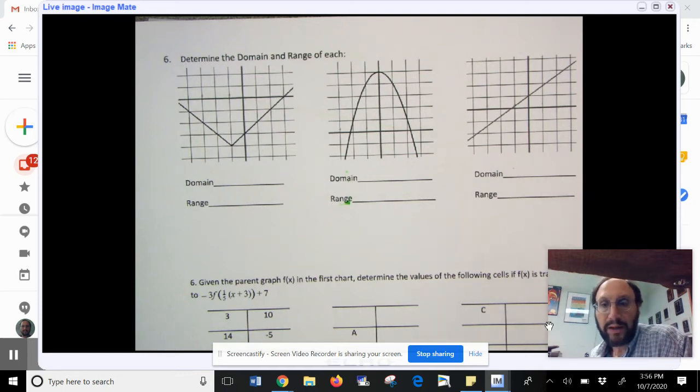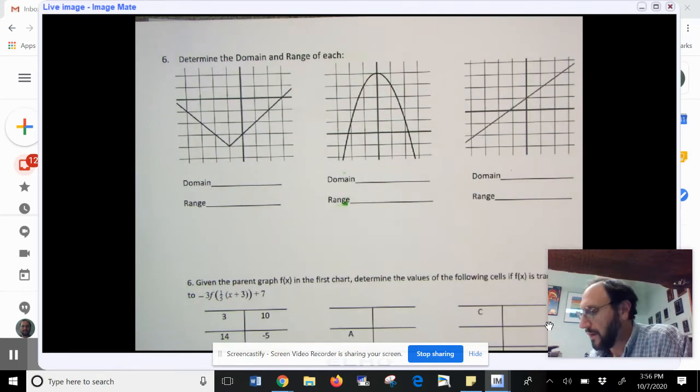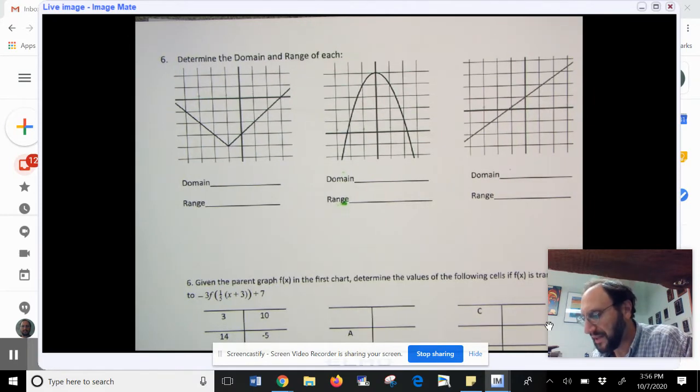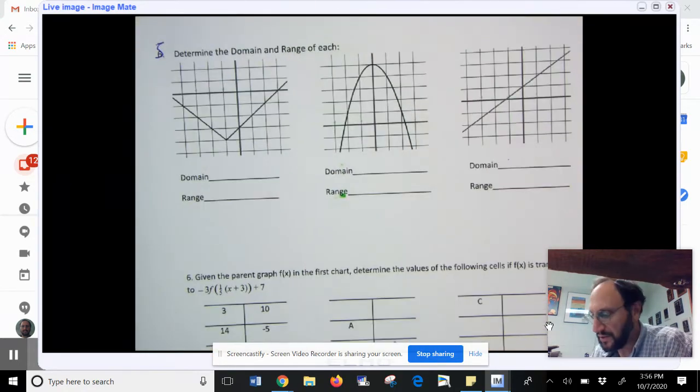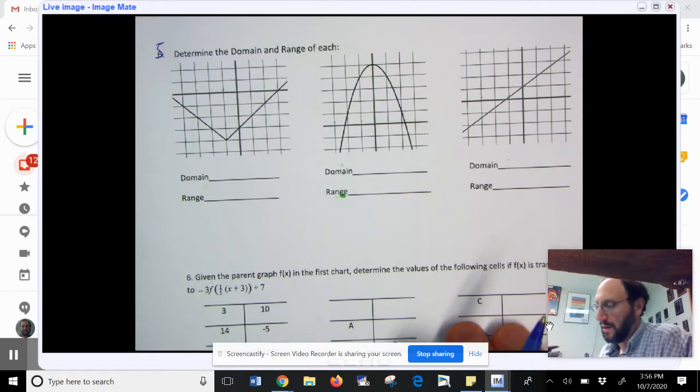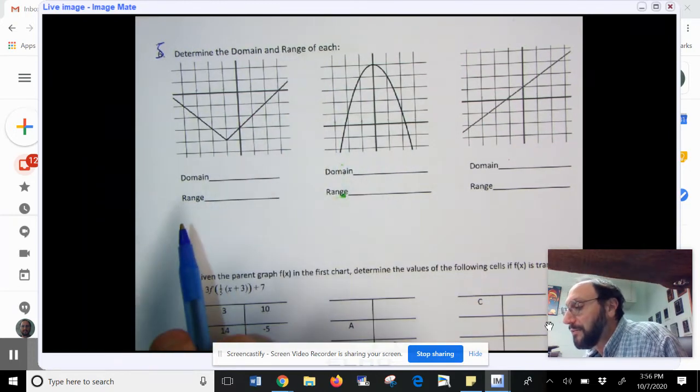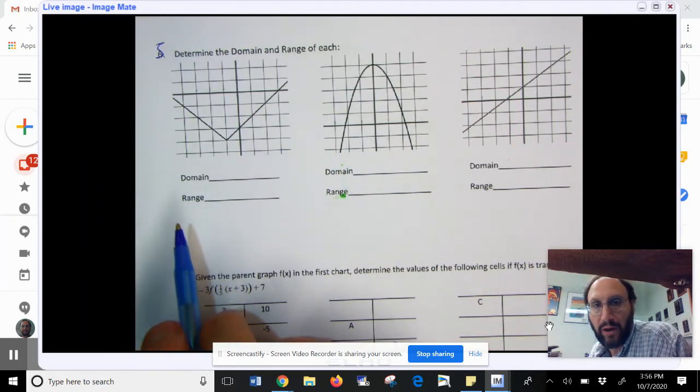Here we are on Chapter 1 review, number 152. I'm starting on problem number 6. Actually, this is the first number 6. It's really problem number 5 because there's two 6s here. Don't ask me why. All right, determine the domain and range for all these problems.